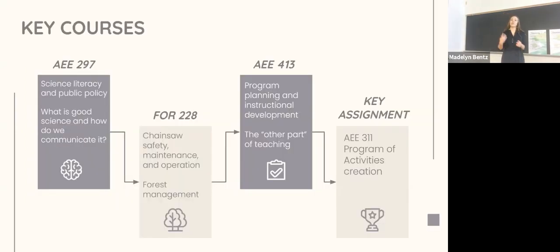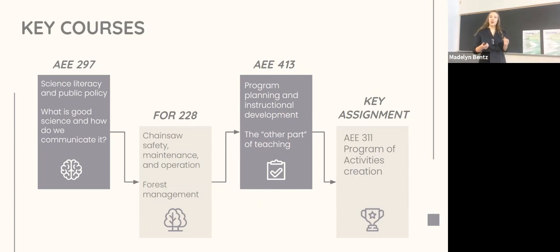First, I'd like to highlight some key courses I've taken during my time here at Penn State. The first one is AEE 297, Science Literacy and Public Policy. This class focused on critical thinking skills and what makes good science, and most importantly, how do we then communicate it to the public?